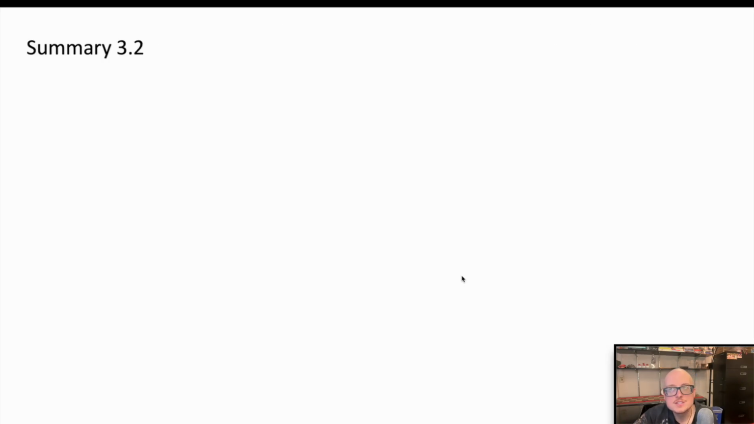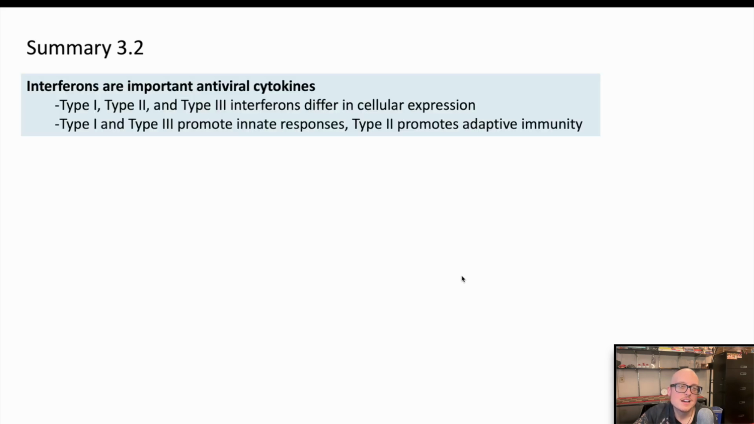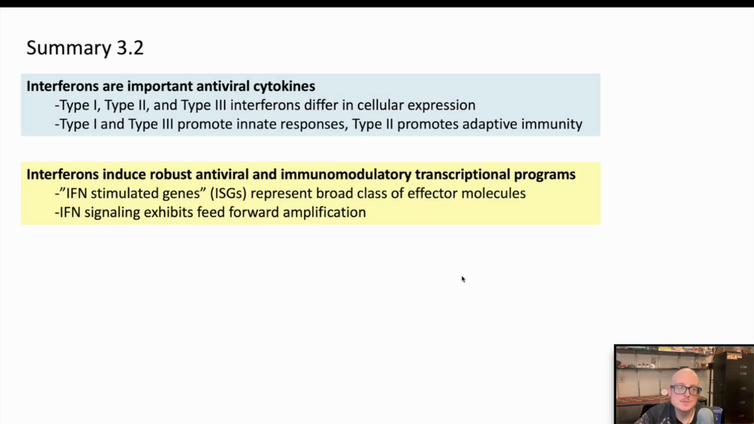Okay, let's summarize our discussion of interferons. I mentioned that they are important antiviral cytokines, and we saw that there were three types, 1, 2, and 3, which differ in their cellular expression. And generally, we can associate type 1 and type 3 with innate immune responses, whereas type 2 is more associated with adaptive immunity because of its association with T cells. Interferons collectively induce a robust antiviral and immunomodulatory transcriptional program, which is characterized by a set of effector molecules known as interferon-stimulated genes.